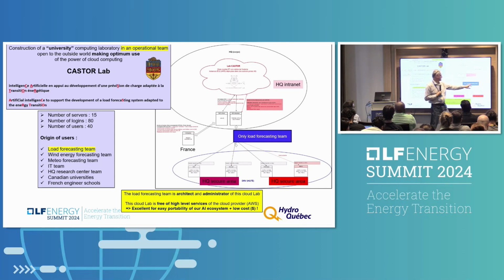Here, only the forecasting team can reach this secure area with two levels, a dev level and a pre-prod and prod level here. And voilà. What is important to note is that the load forecasting team is architect and administrator of this cloud lab. And secondly, this cloud lab is free of high-level services of the cloud provider. Here, this is AWS. So this is excellent for easy portability of our AI ecosystem plus low cost. So it explains that we have developed all our AI tools here, or validated our AI tools developed at the research center, and it was plugged automatically in this area without any bug in 6 years.